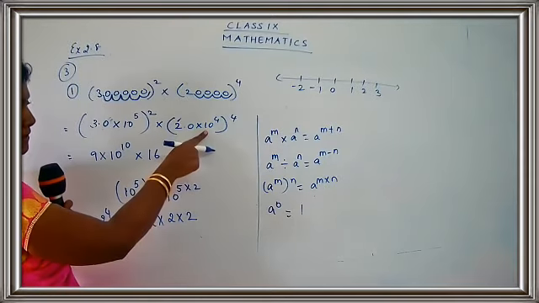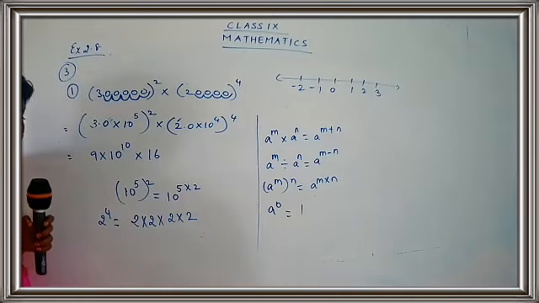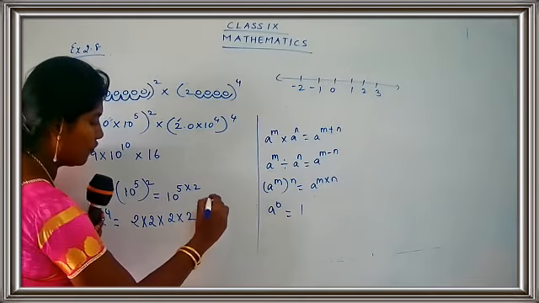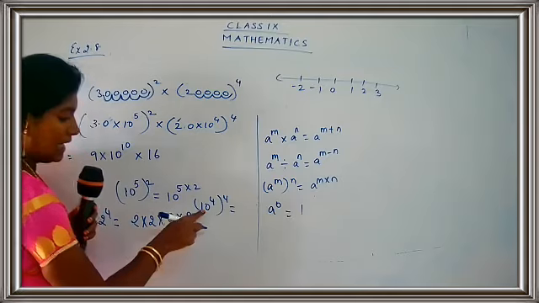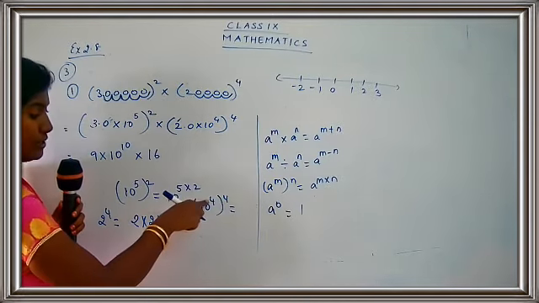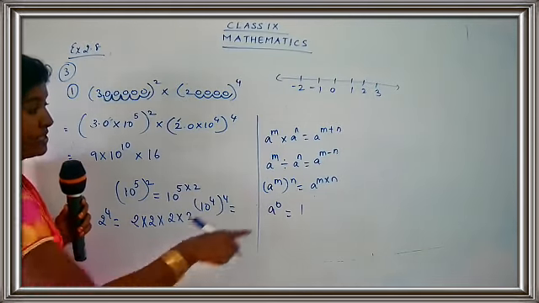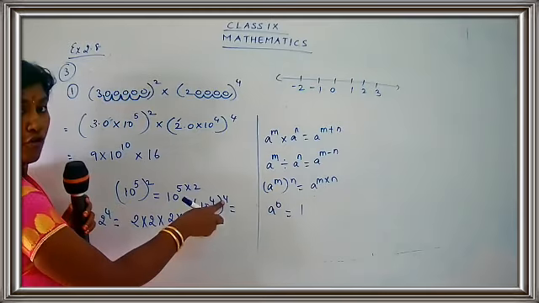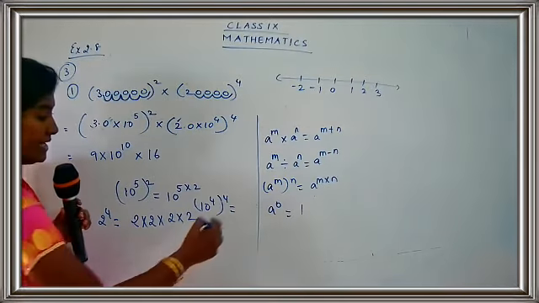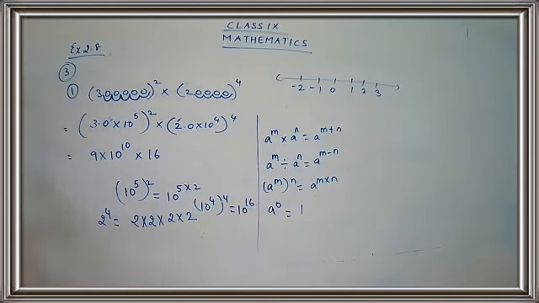Now let me complete the next part. 10 raised to 4 the whole raised to 4. Again you have to apply the law. A raised to m the whole raised to n. What is the answer? M into n. What is m into n? 4 into 4. What is 4 into 4? 16. I get 10 raised to 16. So what is the answer? The answer is 16 into 10 raised to 16.